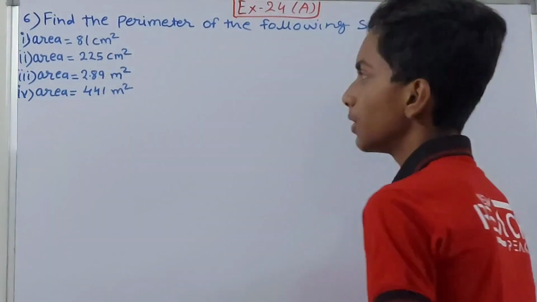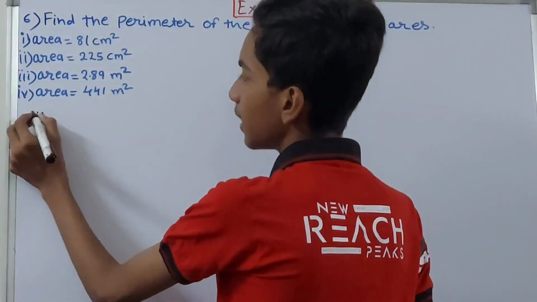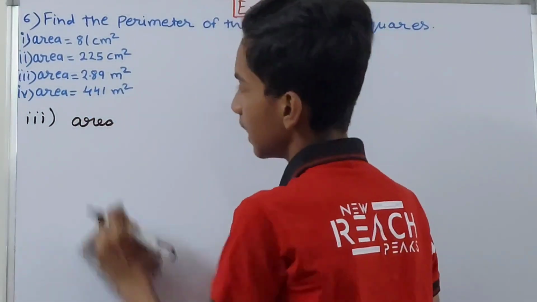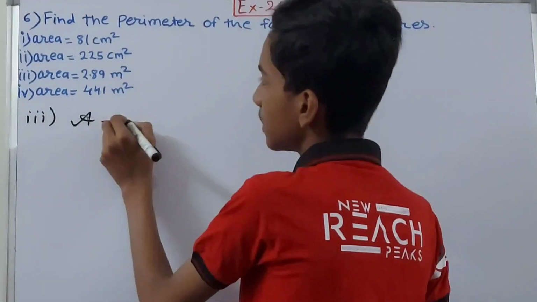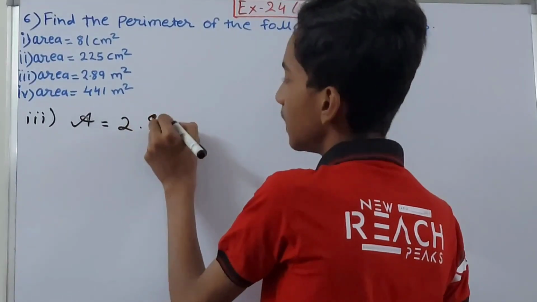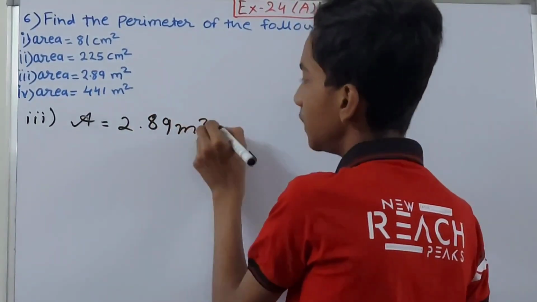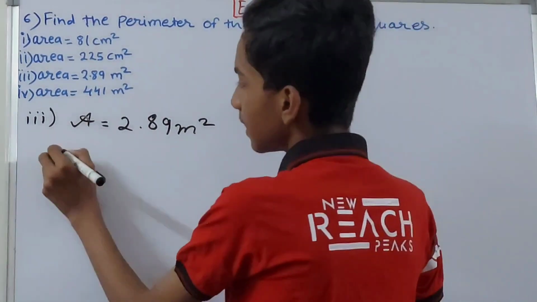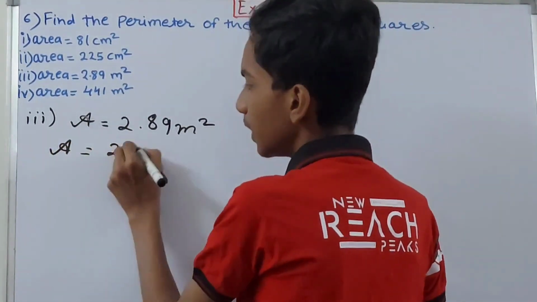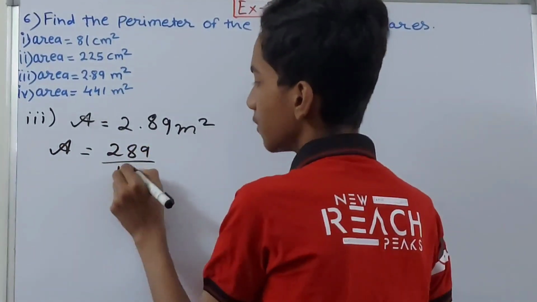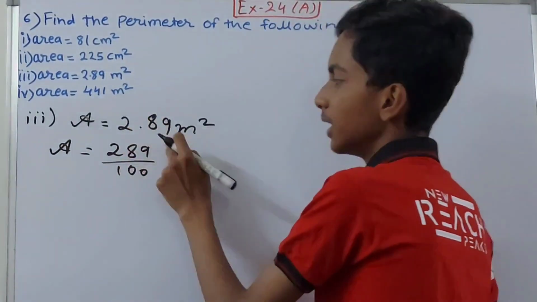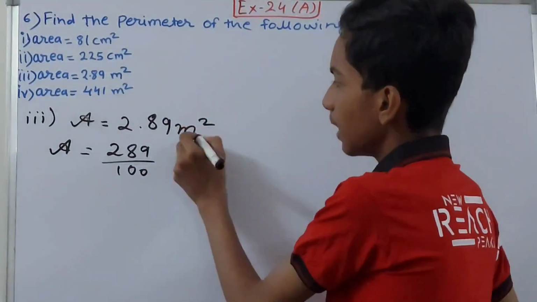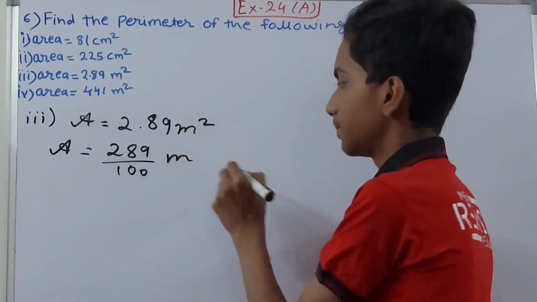Right? And here what have we got? In the third part, our area is what? You can write this as A, capital A, right? All you can say is the area is 2.89 square meters. So what can I write this 2.89 as? I can write this as 289 upon 100, because I removed the decimal, 2 decimal places, so 2 zeros. And then here we have meter square as it is.